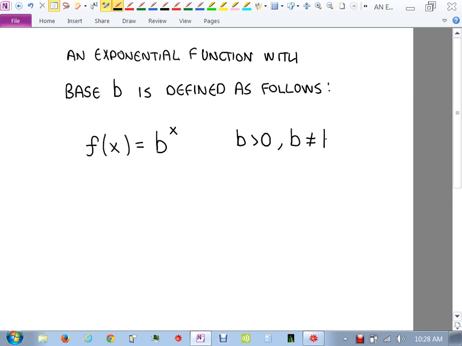What's 1 squared? What's 1 cubed? What's the square root of 1? It's cube root of 1, right? 1 to any power is still 1, right? So it's boring. It's a function that doesn't grow and doesn't decay. It just stays the same the whole time. So we just throw that out. We say that can't be, exponential functions, we just never let the base be 1.